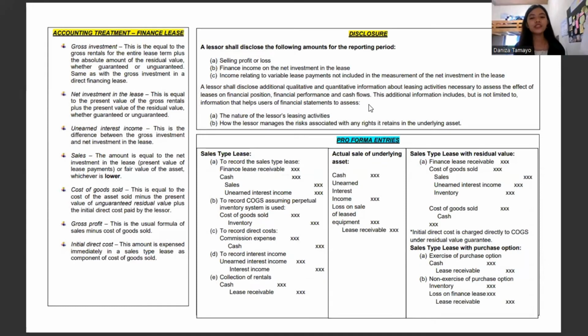When we say gross investment, this is how much the lessor is going to receive in absolute amount during the lease term, and that includes rental payment coming from the lessee and the residual value, guaranteed if it's from the lessee or unguaranteed if it's from a party related to the lessor.